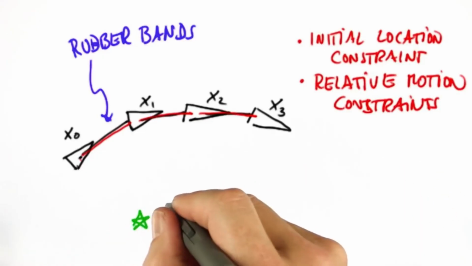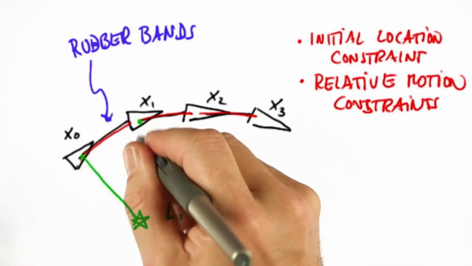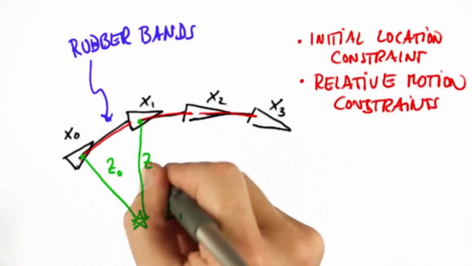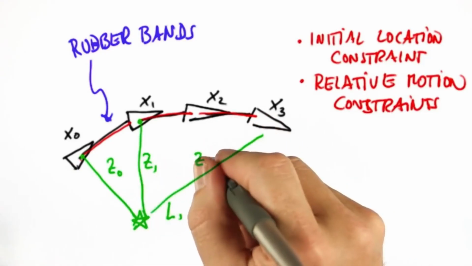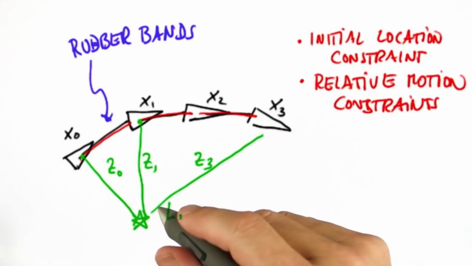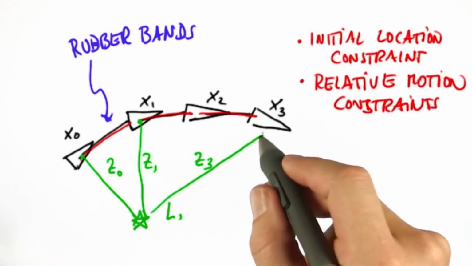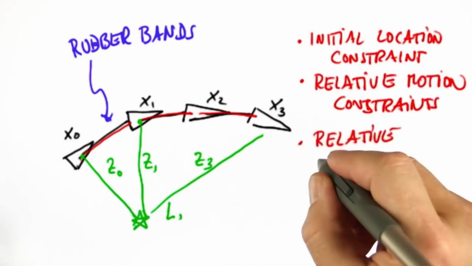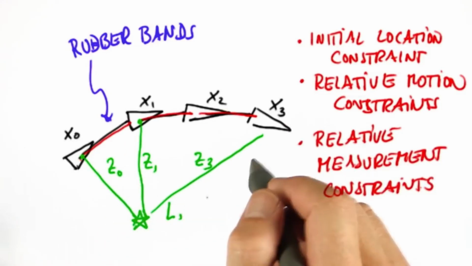So suppose there's a landmark out here, and the landmark is being seen from the robot with some relative measurement. z0, z1. Perhaps it didn't even see it during time 2, but then this is z3. All these are also relative constraints, very much like the ones before. Again, they're captured by Gaussians, and we get relative measurement constraints. One such constraint every time the robot sees a landmark.